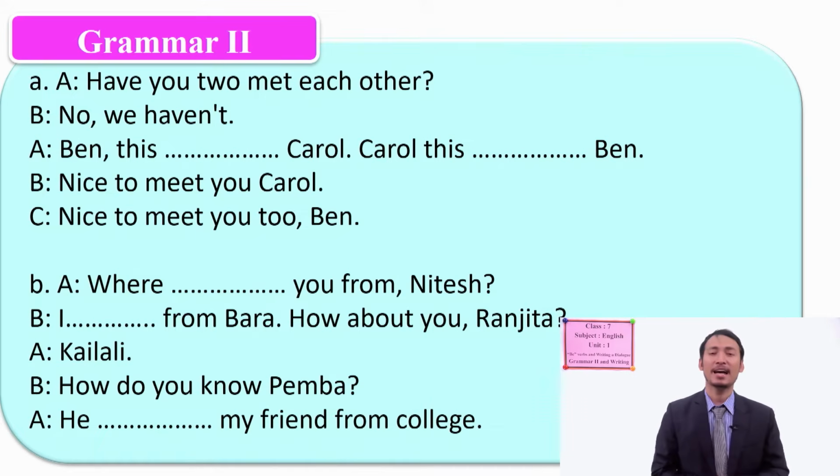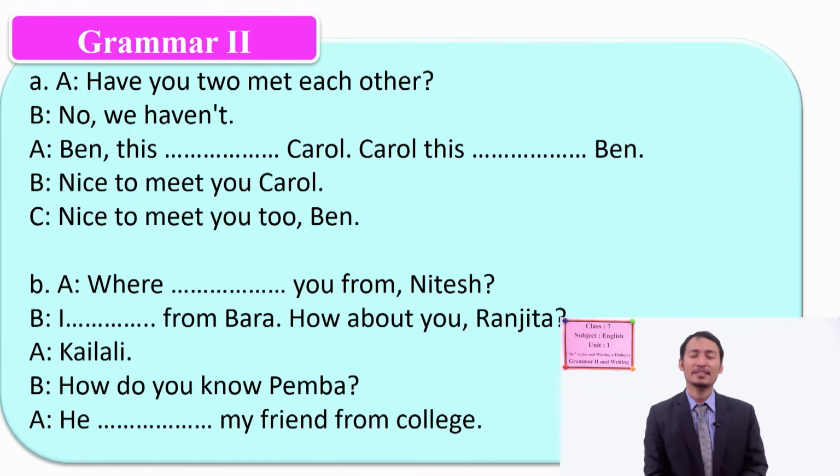Let's have a look at the exercise from this grammar section. Here we have to supply these am, are, or is in these sentences. We have a sentence like, "Have you two met each other?" is the question. "No, we haven't. Ben, this is Carol. Carol, this is Ben." So how to introduce is also going on here. Introduction is going on here. So A is introducing another friend.